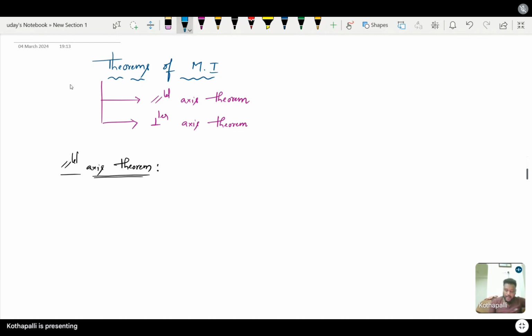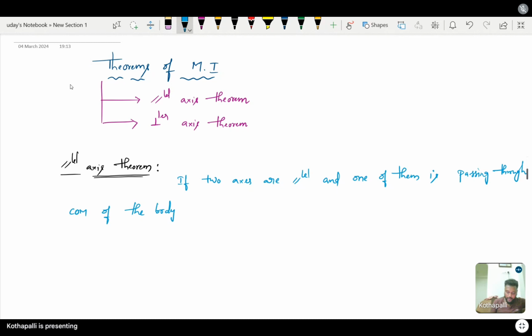if two axes are parallel and one of them is passing through center of mass of the body. One of them is passing through center of mass of the body. Then in that case, let's see one diagram.